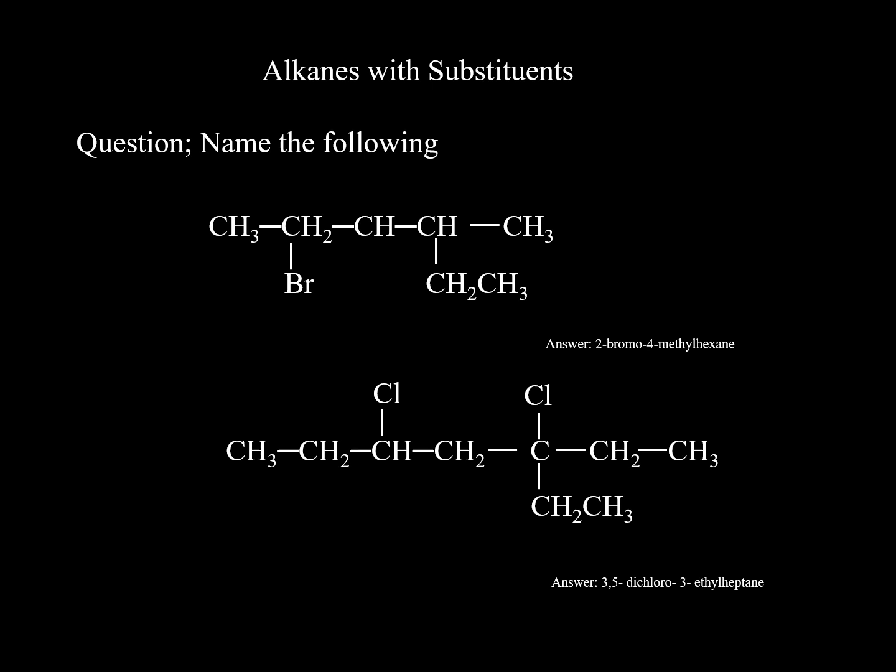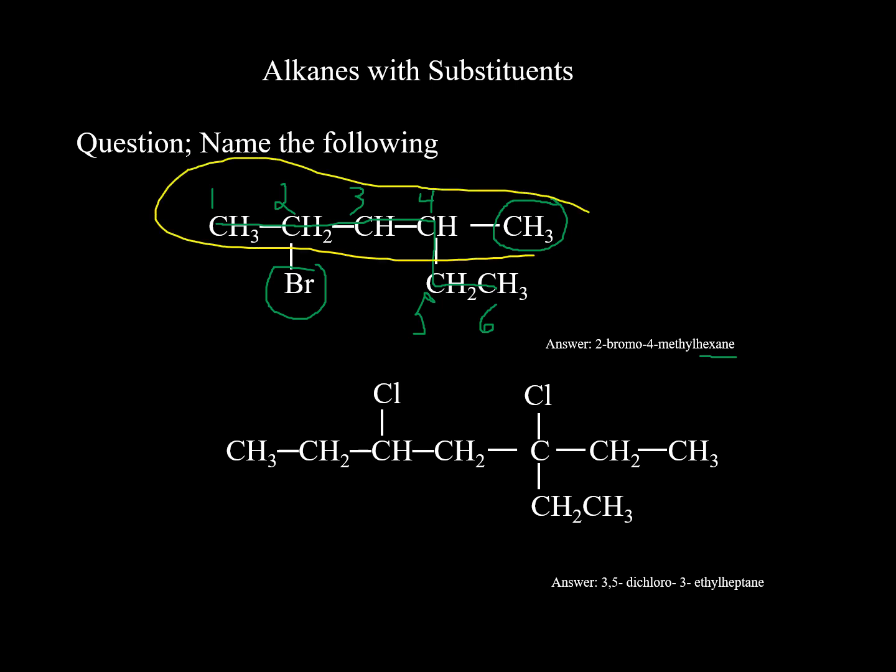If we come back, we have here the longest chain is 1, 2, 3, 4, 5, 6. That's the longest chain, so we have to write hexane, which we did. 2-bromo, so there's a branch here on carbon 2. There's a branch here on carbon 4. So we would name it 1, 2, 3, 4, 5, 6. Some of you might have thought that this is the longest chain. That's not the case. The longest chain again is 6 carbons, not 5. So the name would be 2-bromo because the bromine lives on carbon 2, and then 4-methylhexane. This branch lives on carbon 4.